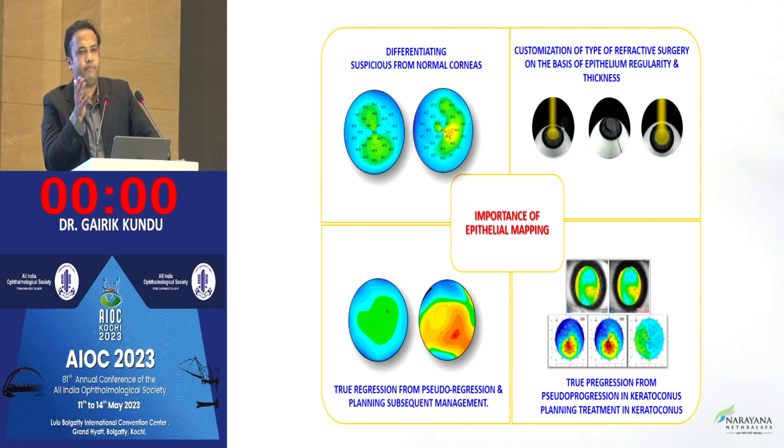Pseudo regression. So you get patients who are keratoconic. They have two time points. Sometimes you see pachymetry is stable, but there is steepening. In those cases, it's actually not true progression. It could be epithelial remodeling, which could be one of the causes in such cases.